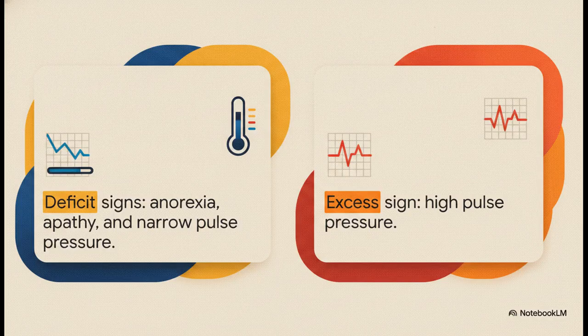Question 21 asks us to identify the exception among symptoms and signs of an extracellular fluid volume deficit. The odd one out is D, high pulse pressure. Actually, a wide or high pulse pressure is a classic hallmark of extracellular fluid volume excess, not a deficit at all. If a patient truly has a volume deficit, you're going to see signs like apathy, anorexia, a drop in body temp, tachycardia, and specifically a narrow or low pulse pressure.